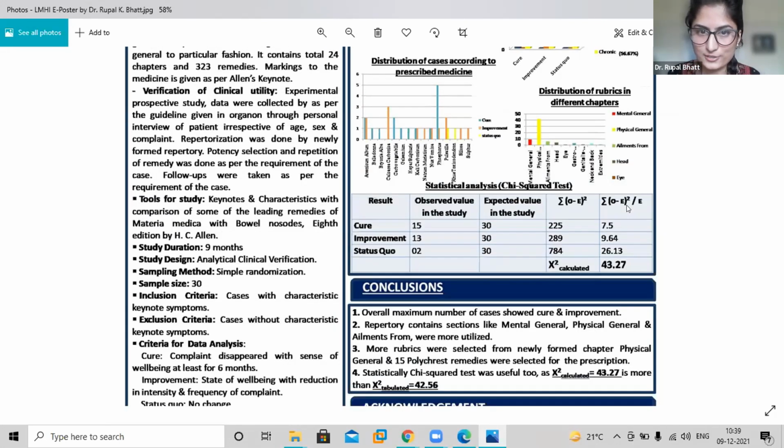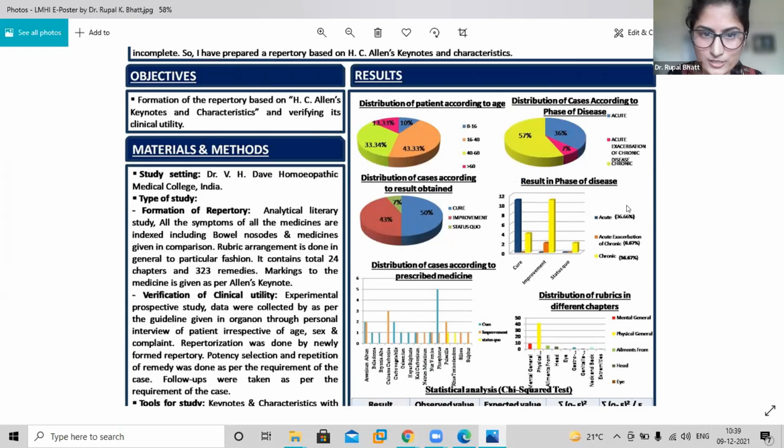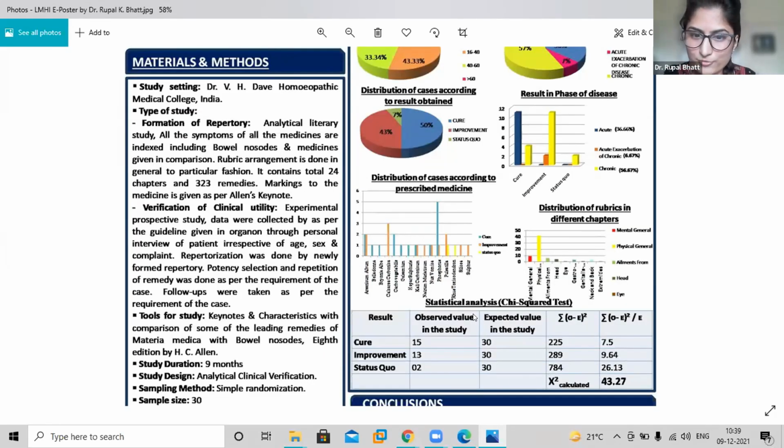Now you can see that I have used it in all age groups and in all phases of disease. So it is useful in all age groups and all phases of disease. I have obtained 50% improvement and 50% cure in one group, and 43% improvement, and in 7% I did not get a result. In this bar diagram, you can see the percentage of result in phases of disease. Then you can see that after repertorizing with the help of this newly formed repertory, I have prescribed a total of 15 remedies in 30 cases. And you can see there's maximum use of the physical general chapter, mental general, and ailments from chapter.